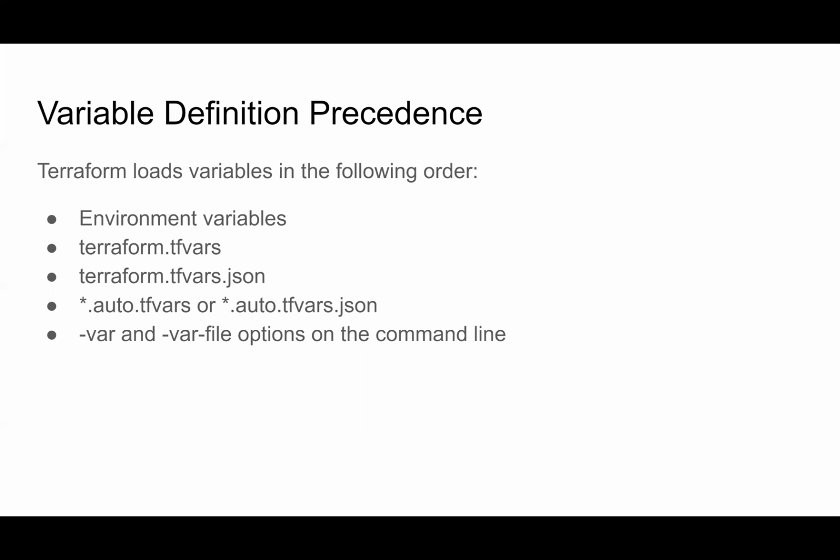So this is the precedence here. Terraform loads variables in the following order. First environment variables, then terraform.tfvars, then terraform.tfvars.json, then auto.tfvars or auto.tfvars.json, then -var, and then -var-file.